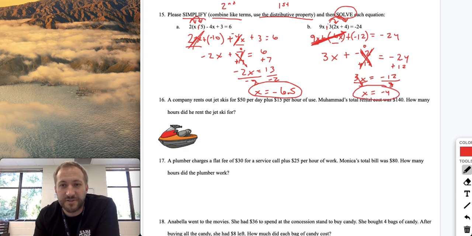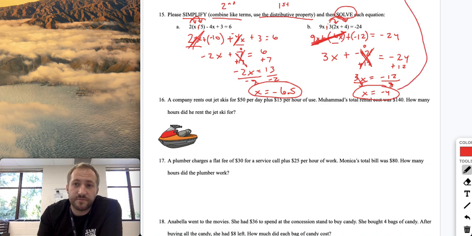All right, and those are the answers for that. And once again, you can use substitution. Substitute that negative 4 in for x, and you would still get, hopefully, negative 24, the answer you were looking for.